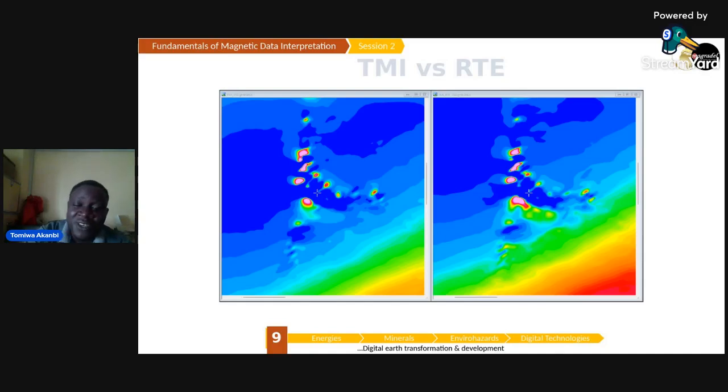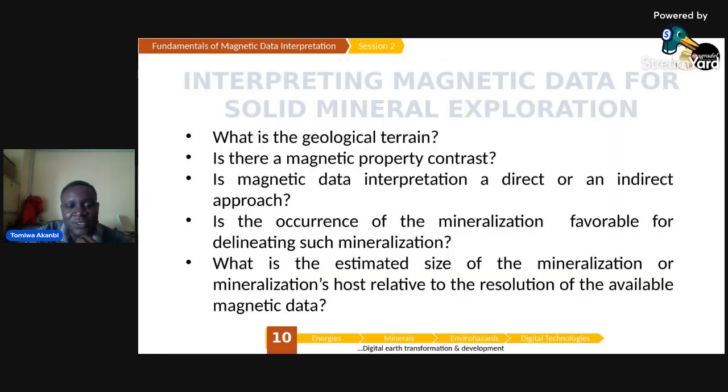But if it's just for regional studies and you just want to have an idea of what is going on at a regional level, of course, you can decide not to use your RT, just work with the TMI directly, and then do your derivatives, and then you're good to go. Right? But when it comes to targeted explorations, usually for mineral explorations, those corrections are very, very important.